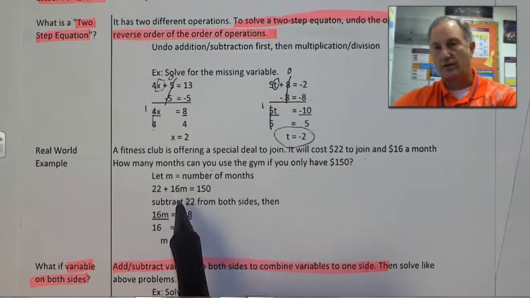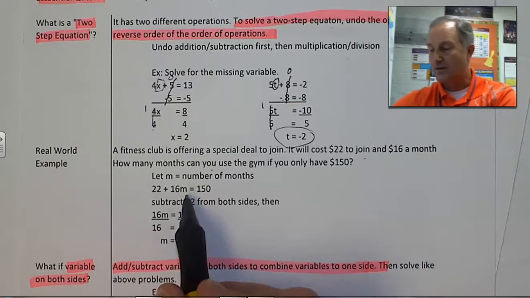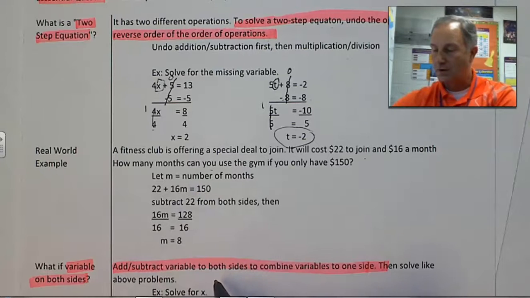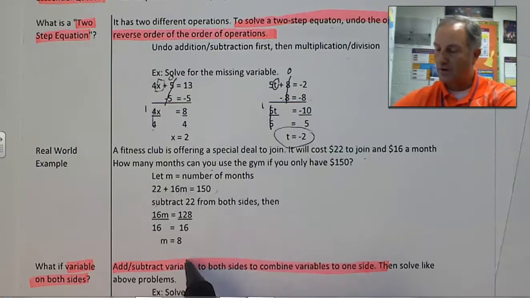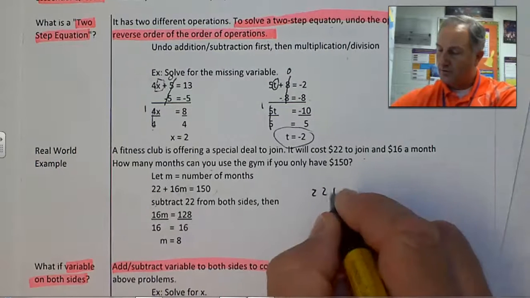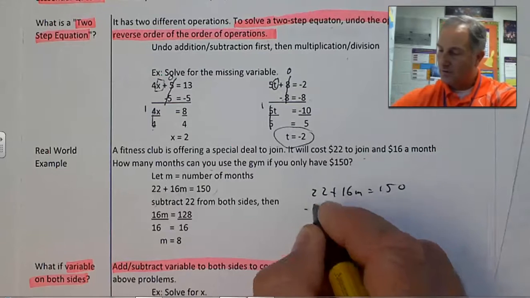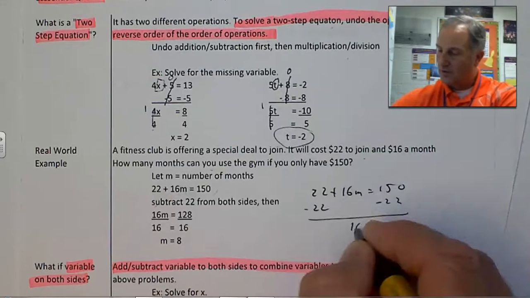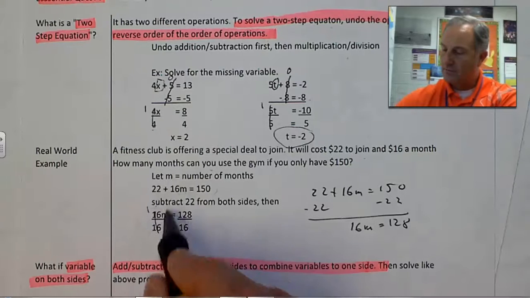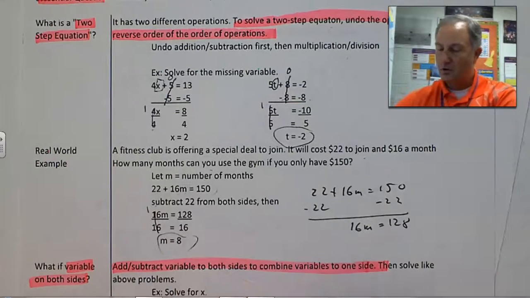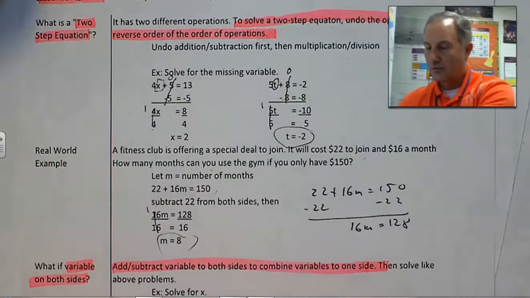If you did it twice, it'd be 16 times 2. If you did 3 months, it'd be 16 times 3. If you do it M months, it'll be 16 times M. That's where that comes from. So there's my variable, and this all equals 150. Get rid of addition and subtraction first, so subtract the 22 from both sides. You get 16M equals 128. Now I'm right here, divide it out. That cancels out to 1M. 16 goes into 128 eight times. So you're good for 8 months with $150. So that's two-step equations.